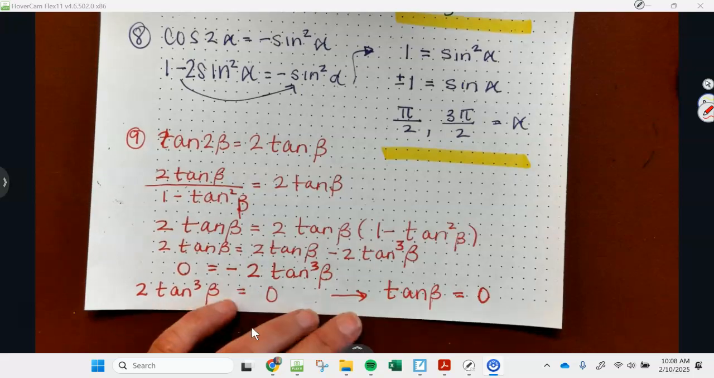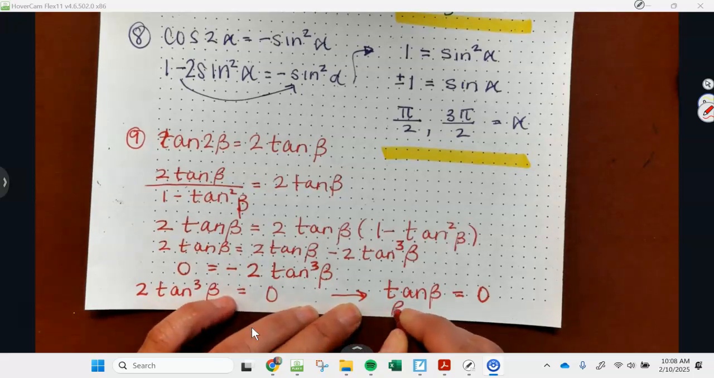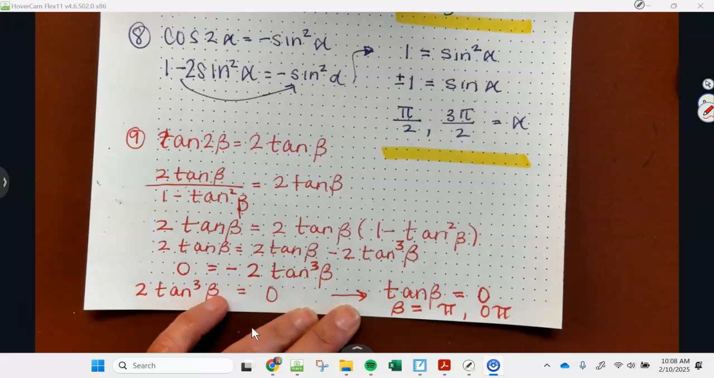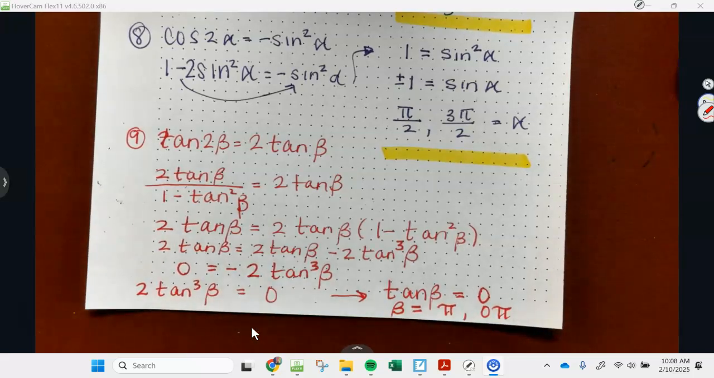So where does tangent equal 0? Where is it? There you go. Very good, very good. That's the answer to this. Great job. That's right. Pi and 0 pi.